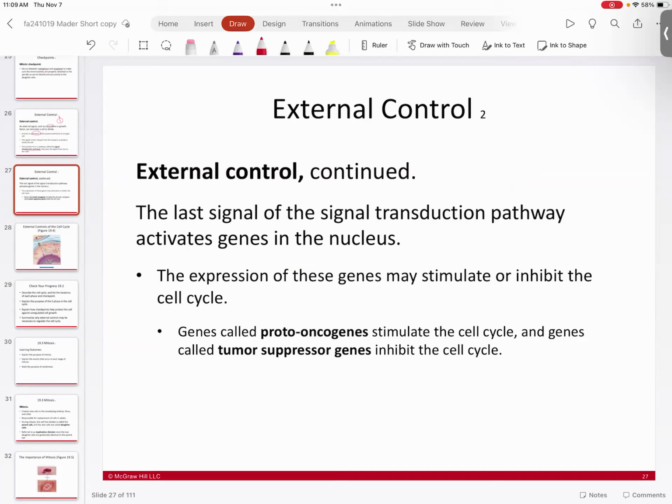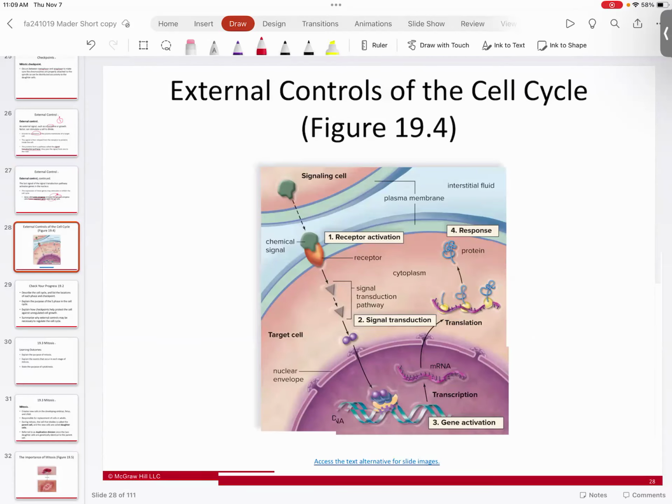So then, at the very bottom of the signal transduction pathway are the actual genes that will be responsible for moving the cell cycle forward. And typically, they have two different types of genes. One's called a proto-oncogene. This will typically be a gene that stimulates the cell cycle. And then you have what's called a tumor suppressor gene. This is a regulatory gene that will tend to inhibit the cell cycle. So one will stimulate the cell cycle, the other one will inhibit the cell cycle. And so this is kind of what it looks like.